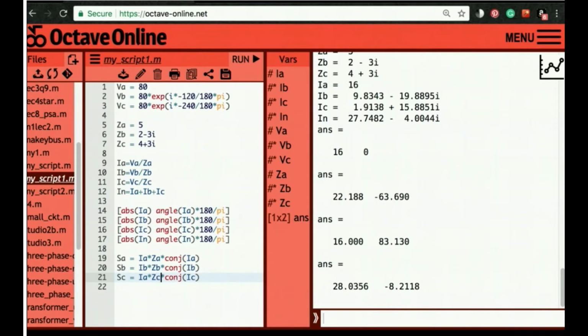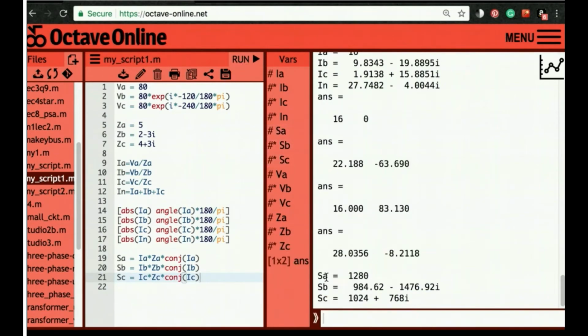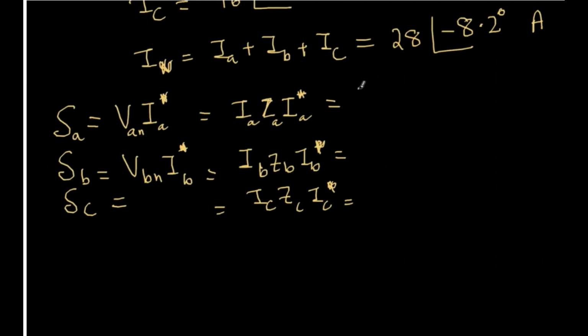So I'm just changing these variables. So now I have all these things required. So let me just once again run the code. So here SA, SB and SC all are coming here. So let me write down these numbers. So 1280. You notice that it's exactly all active power, reactive power is 0. The overall unit is volt amperes because it's a complex power, whereas individually the unit for this is watts and individually the unit for this is watts.